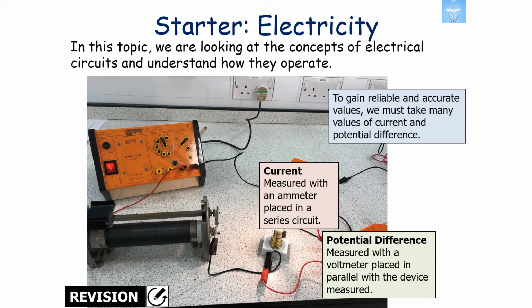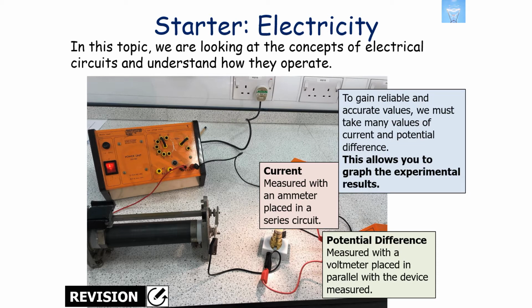It's important to note that current is measured with an ammeter placed in series in the circuit, whilst potential difference is measured with the voltmeter placed in parallel with the device measured. To gain accurate and reliable values we've got to take many values of current and potential difference, as this allows us to graph the experimental results.